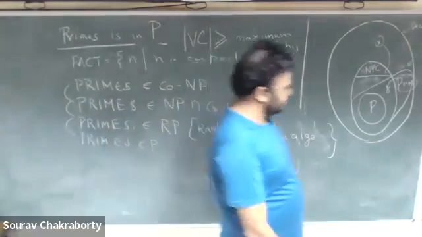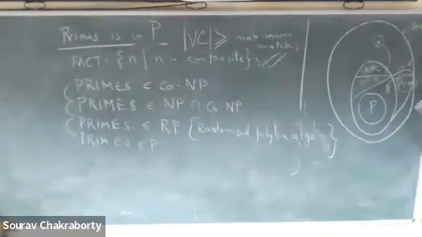Where is RP in the diagram? RP comes up slightly off, but I don't really want to go into it. RP, of course, contains P, but it's not necessarily contained in NP. It's somewhat like this.